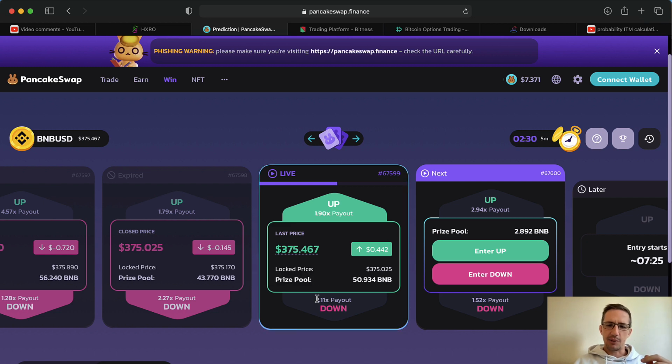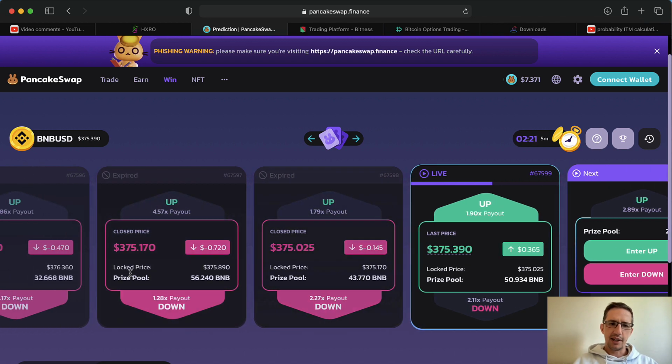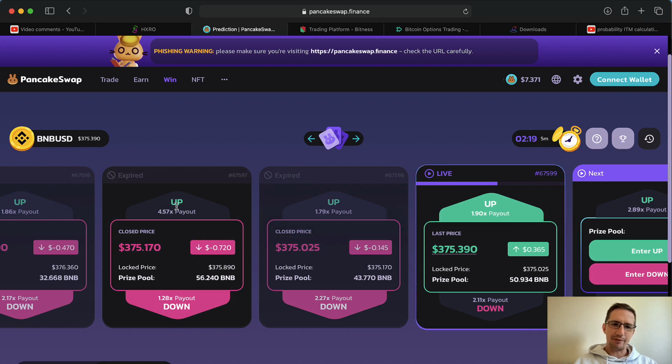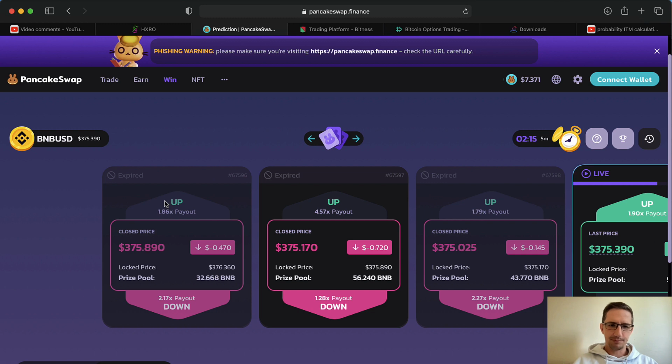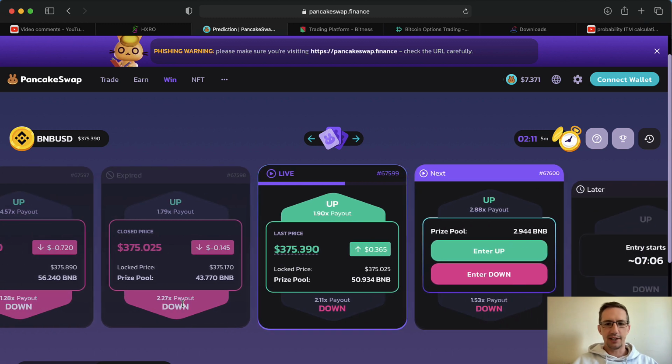If I knew I was going to, for example, here end up with a payout of 2.11, I would have, again, taken that trade all day, every day. Here, 2.27, all day, every day. Here, 4.57. Even though I would have lost that one, I would have taken it all day, every day. 2.17, sorry to say it again, all day, every day.